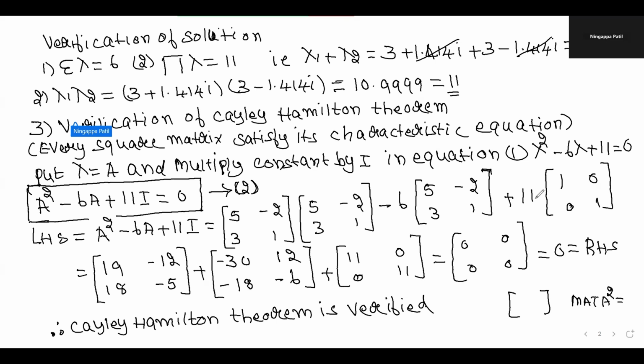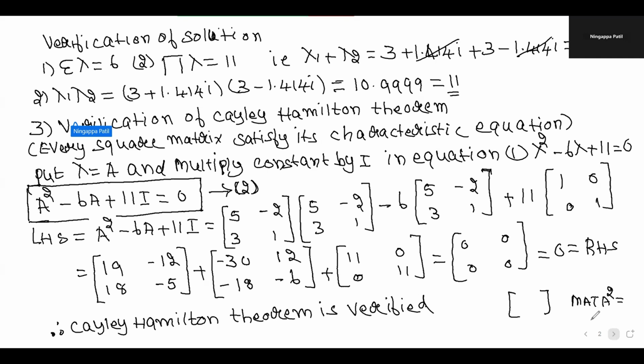Plus, this is very simple: L1 into 1, L1 into 0, 0, L1 into 0, 0, and again L1. If we add all the elements, you are getting 0, 0, 0. This is equal to 0, the RHS. Hence, the Cayley-Hamilton theorem is verified.